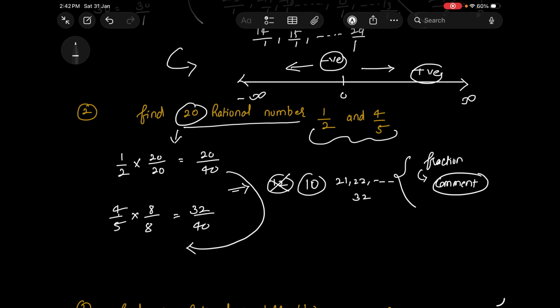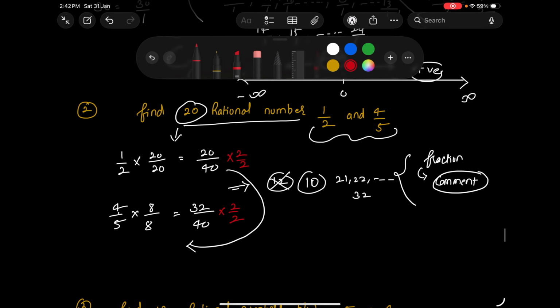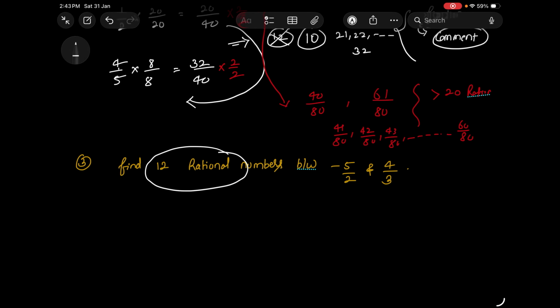In this case, we have to find 20 rational numbers. So again we multiply both numbers by 2 upon 2. Now we have 40 upon 80 and the second number 64 upon 80. Now we have more than 20 rational numbers between them. We simply write them like 41 upon 80, 42 upon 80, 43 upon 80, and so on up to 60 upon 80.